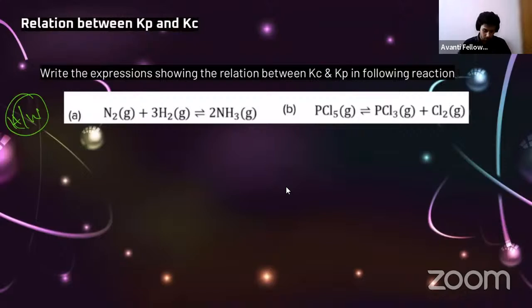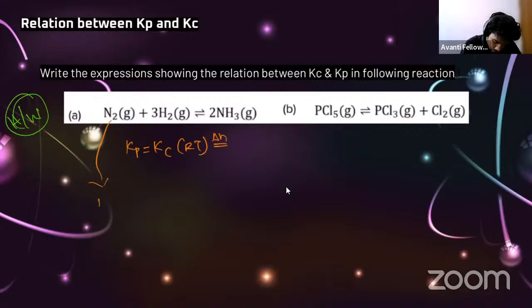Okay, fine. Simple, right? All of you got the answers, right? So let's verify your answers now. What we need to do is nothing but Kp is equal to Kc into RT power delta N. Just find delta N values for everything.